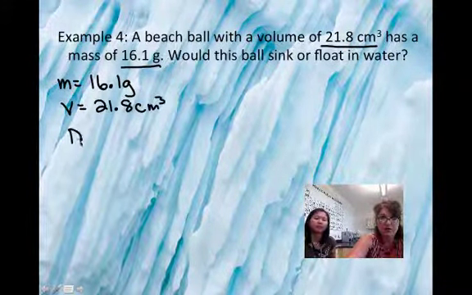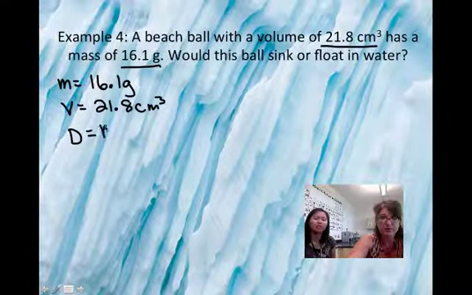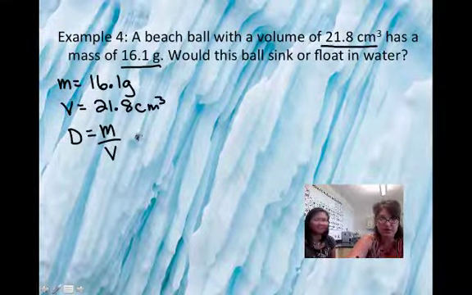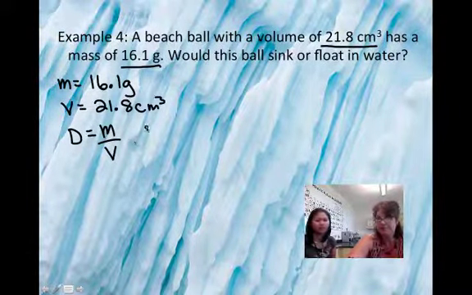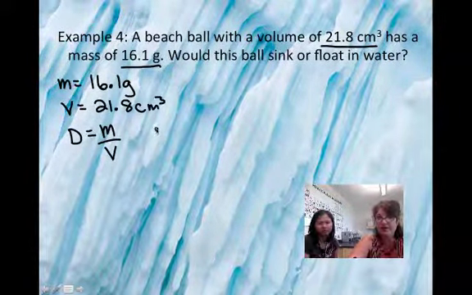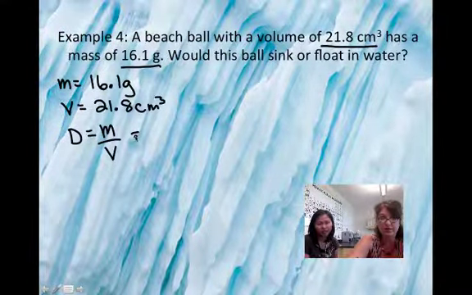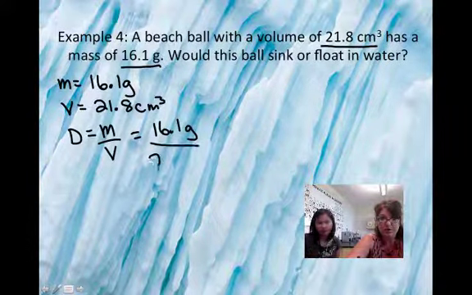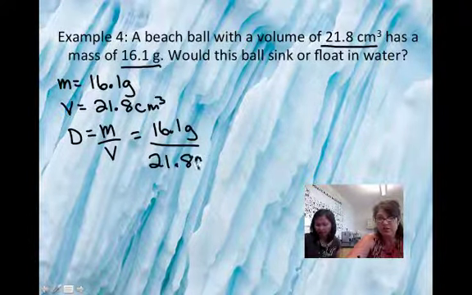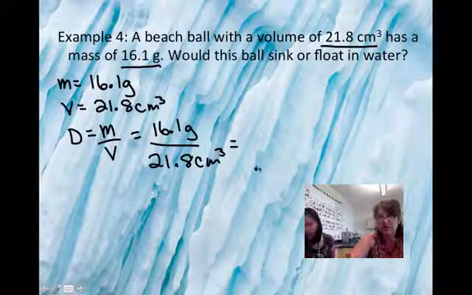And then density, what was our formula? Is equal to mass over volume. Ask the fox. Talk to the fox. Okay, density is mass over volume. So I think we're ready to solve for the density of the beach ball. Let's put in our mass, 16.1 grams divided by 21.8 cubic centimeters. What do you get?